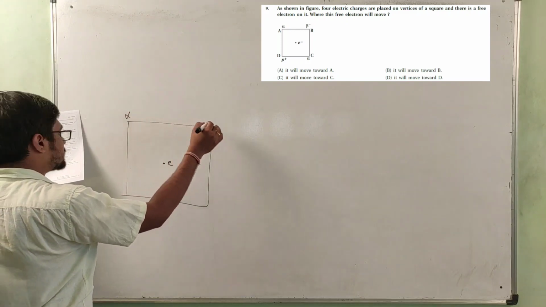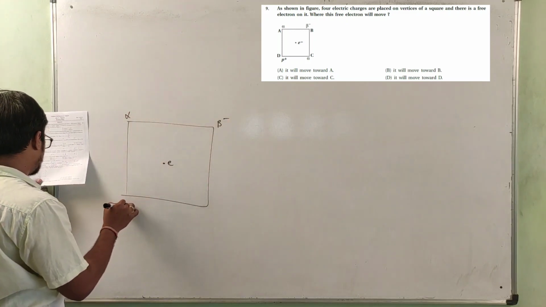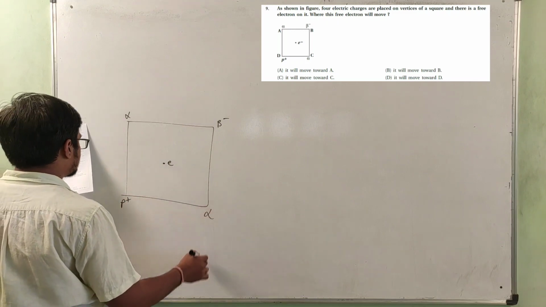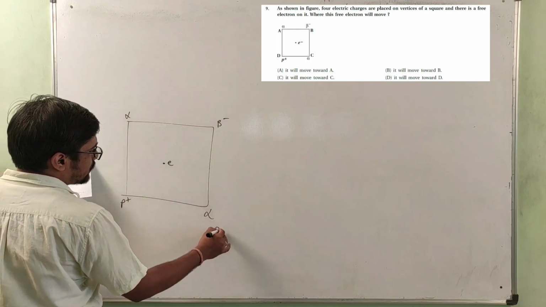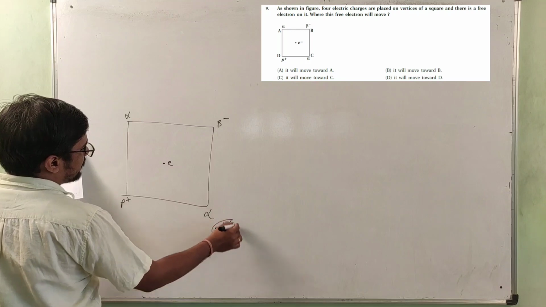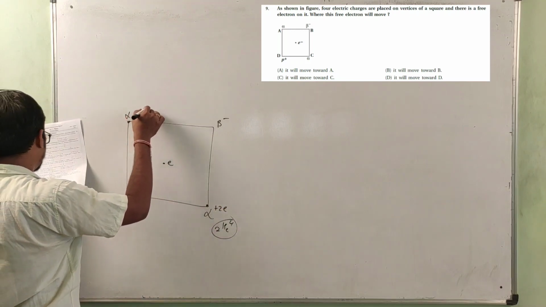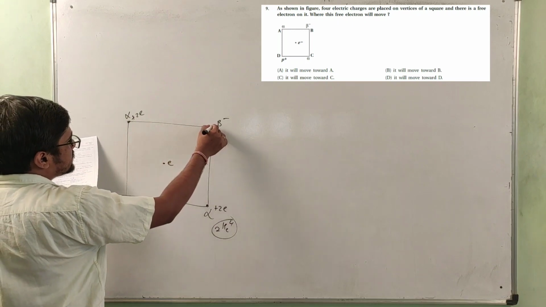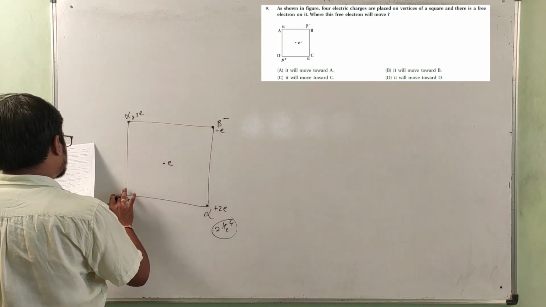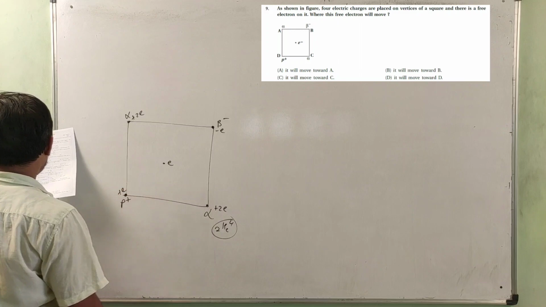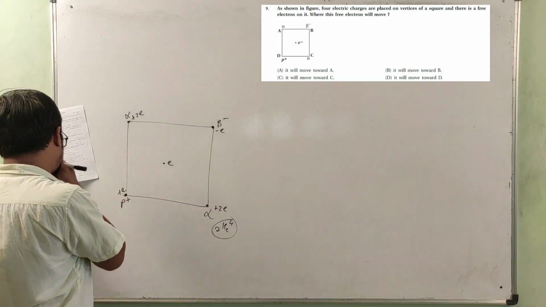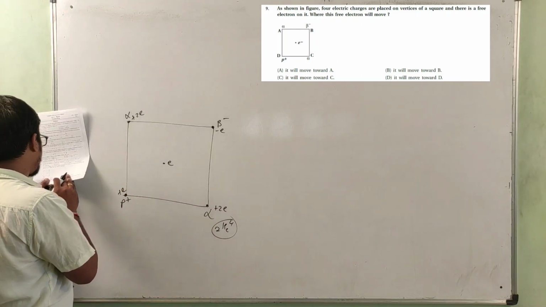Here alpha is present, here beta minus is present, proton is present and alpha is present. Alpha means 2He4, so the charge of alpha is plus 2e, so plus 2e charge is present here and here also. The charge of beta is minus e and the charge of proton is plus e, so these charges are present at the corners of this square.